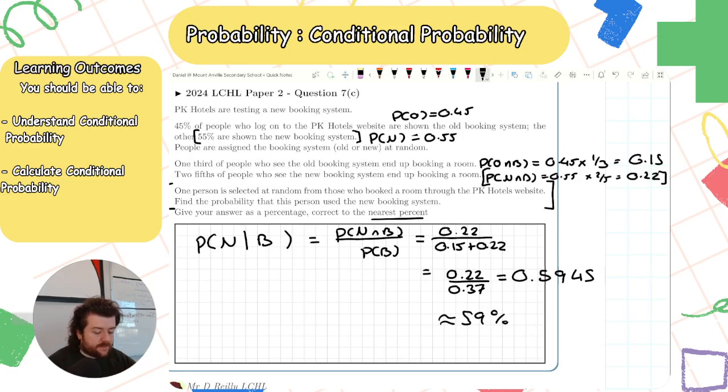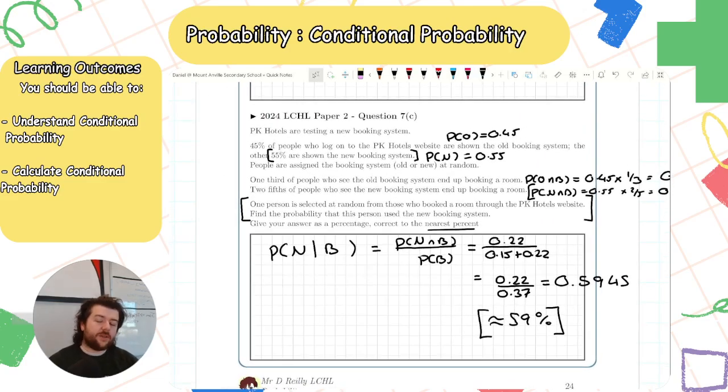0.5945. That's to the nearest percent. Anyway, that is kind of conditional probability and some questions there.